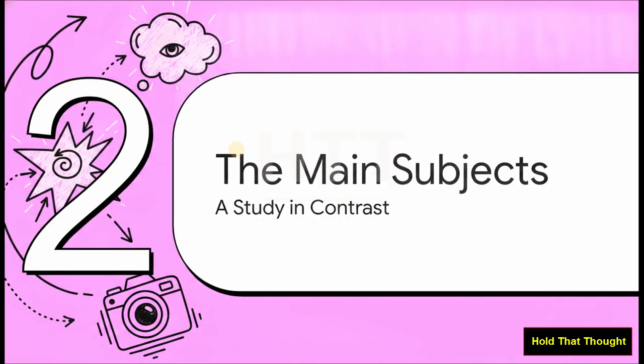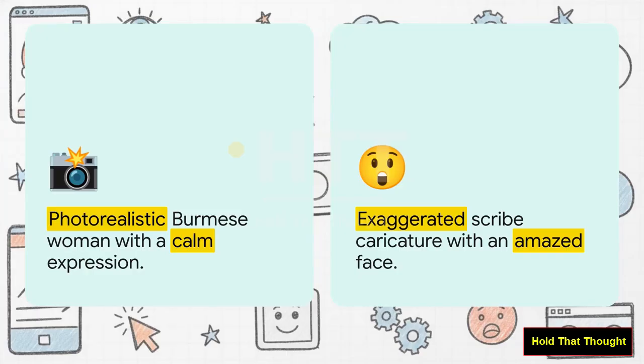Section 2. The Main Subjects. A Study in Contrast. This brilliantly illustrates the core strategy, pairing dignified photorealistic beauty right next to high-energy expressive comedy. The creator is casting a really wide net to catch your eye. On one hand, you've got a strikingly beautiful Burmese woman, rendered in hyper-realistic detail, calm and proud. She represents authenticity. But right next to her, sharing the exact same space, is a wildly exaggerated animated caricature of a royal scribe. It's a deliberate, massive clash of styles. The photorealism builds trust, while the cartoon injects a huge spike of energy and humor.